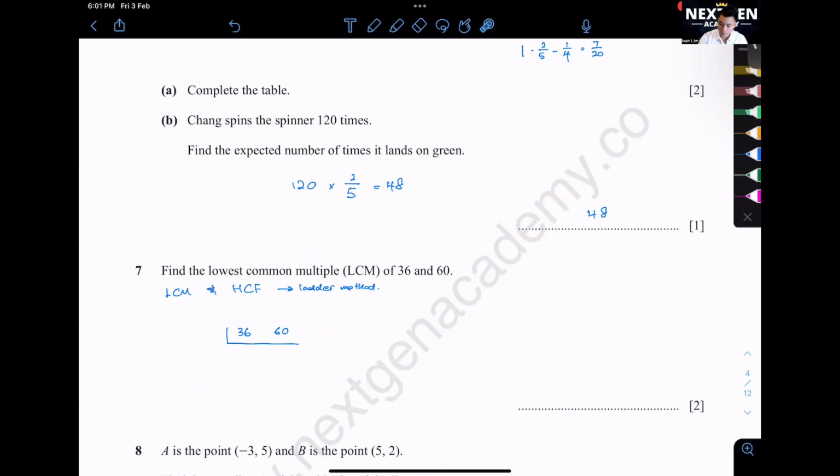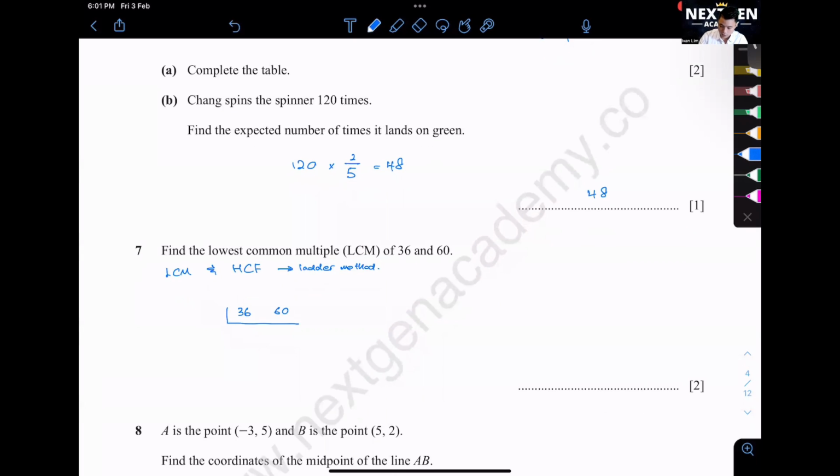Because it's simple. So we find the common factor, which is 2. We start with 2: 18, 30. Then 2, 9, 15. Then 2 cannot already, right, because of the odd number. So 3. This one 3, this one 5.